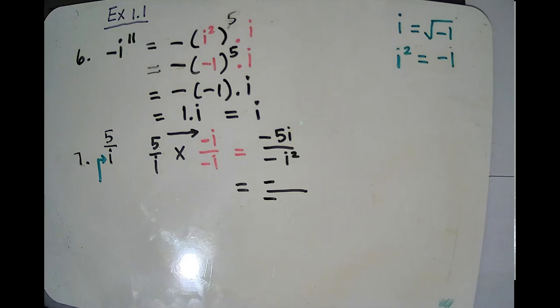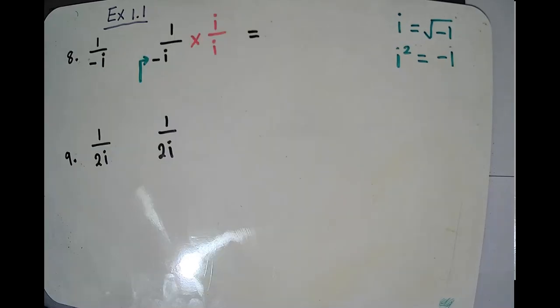Now, I have negative on the top, negative on the bottom. Do not make it positive. Don't say that a negative divided by negative is a positive. Rather do it like this. In the denominator, we have I squared. I squared is minus 1. So, we have a negative negative in the denominator. When you're multiplying a negative times a negative, it becomes a positive, and so we get positive 1. So your answer is 5I over 1, which will give us 5I.